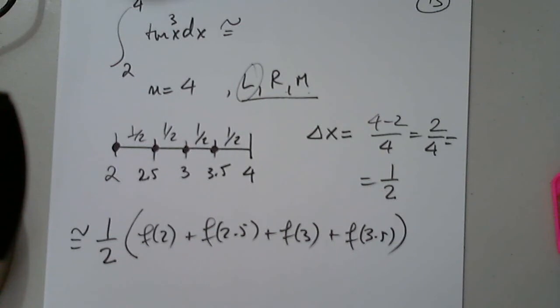Enter, in list L1, clear, list L2, clear. Okay, in list L1, I want 2, 2.5, 3 and 3.5, and then in list L2, careful, the top will do 0.5, and then in parentheses, tangent x, close again. I didn't mean that. I meant list L1 here. Close again, and then the power is 3.